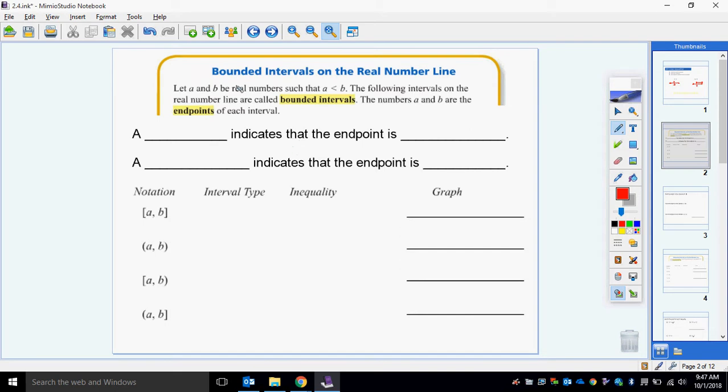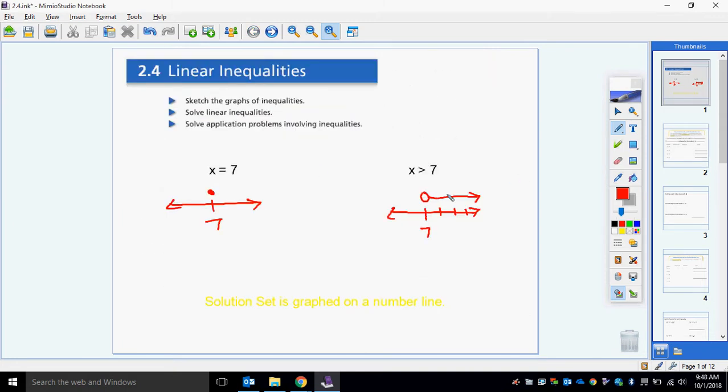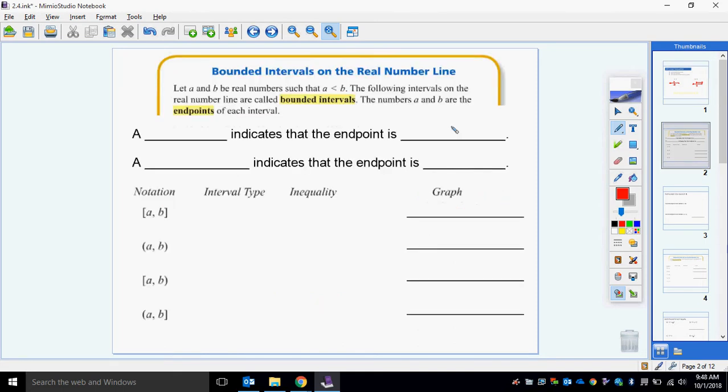So we have what's called bounded intervals on the number line. And A and B are just numbers that we call endpoints. They're what bounds our number line solution. So for instance, here, this wasn't bounded by anything. It kept going. Bounded means it stops.